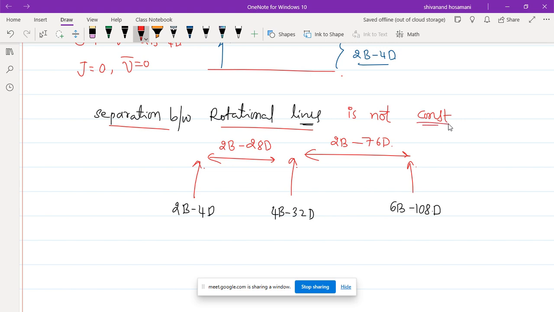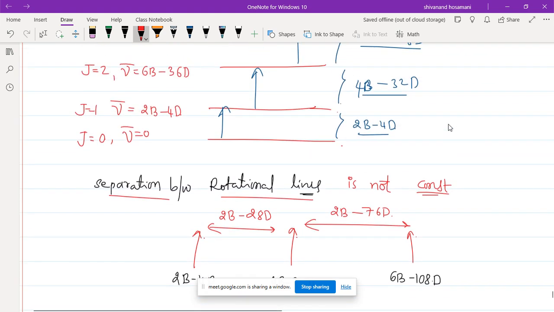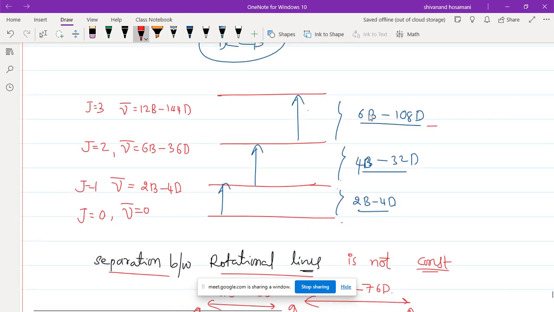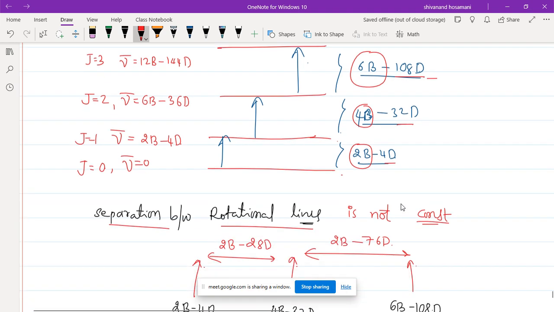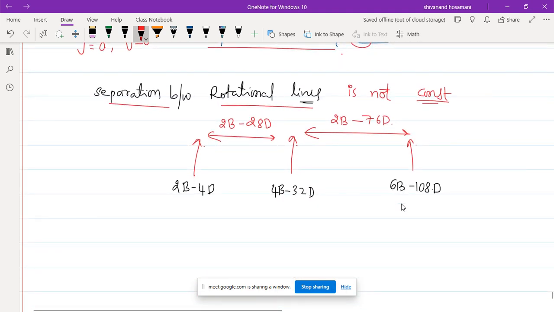Both change. Separation between the levels changes, and separation between the rotation lines also changes. But separation between the levels is lesser compared with the rigid rotor. Compare: there the separation between the levels was 2B, 4B, then 6B. But here a minus term keeps getting added. Therefore, separation between the rotational levels is less in comparison with the rigid rotor.